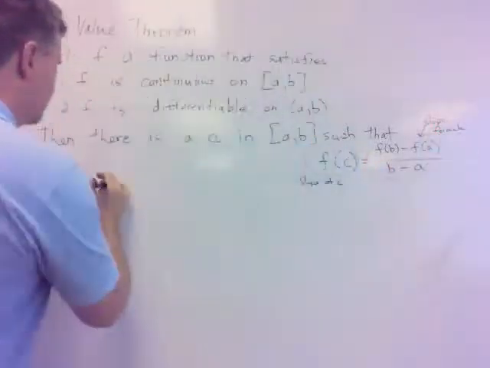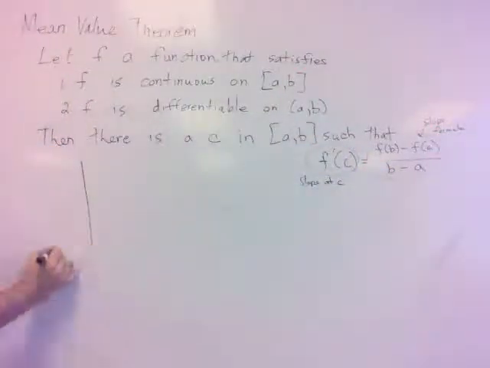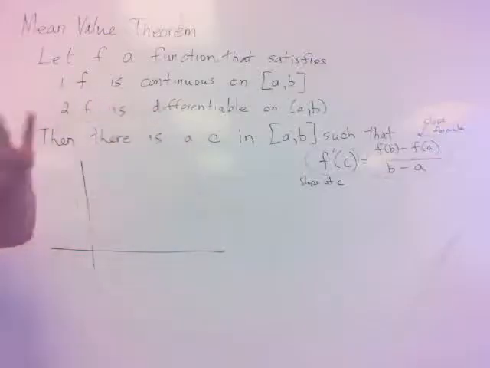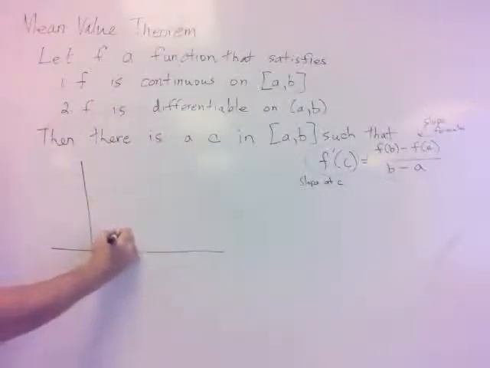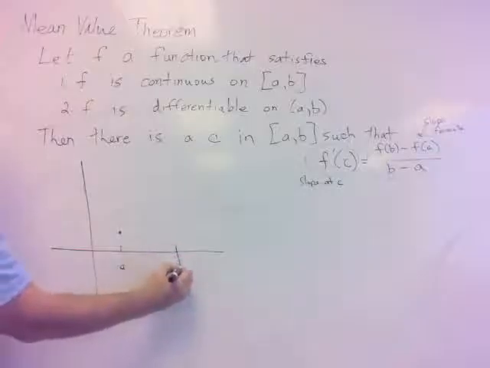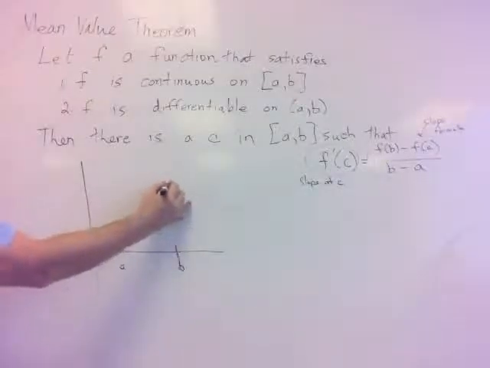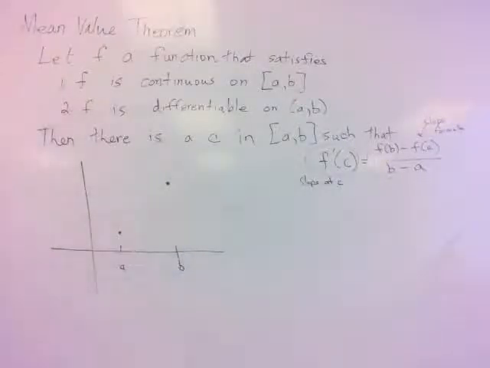Okay, so let's see what that means graphically speaking. So here's what we've got. f of a and f of b don't have to be the same. So here you've got a, and there's f of a. And then since f of b doesn't have to be equal, let's just put it up here. So f of a and f of b don't have to be the same.